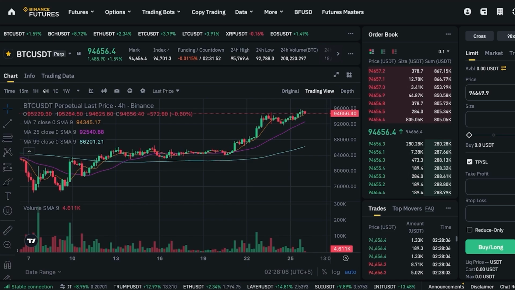In this, you do need trend identification. You can use moving averages to determine the overall direction. Then you have momentum indicators like RSI and MACD, which help in spotting overbought or oversold conditions.